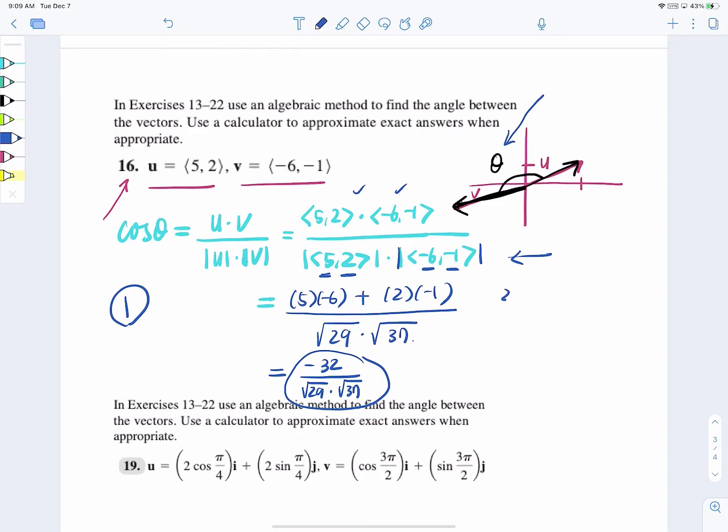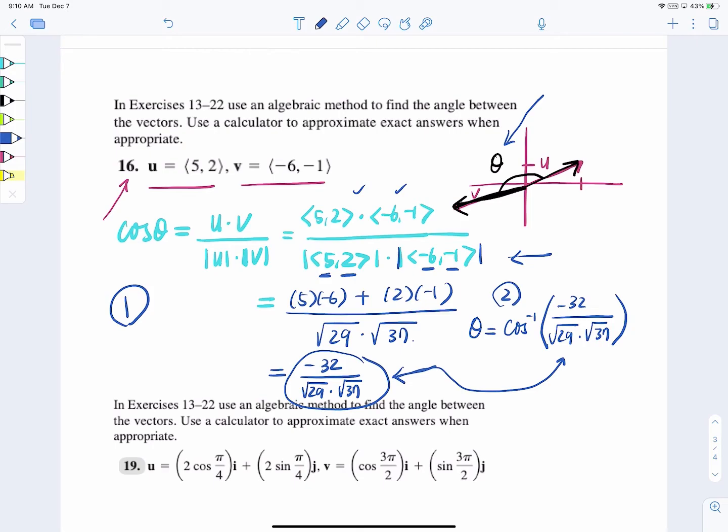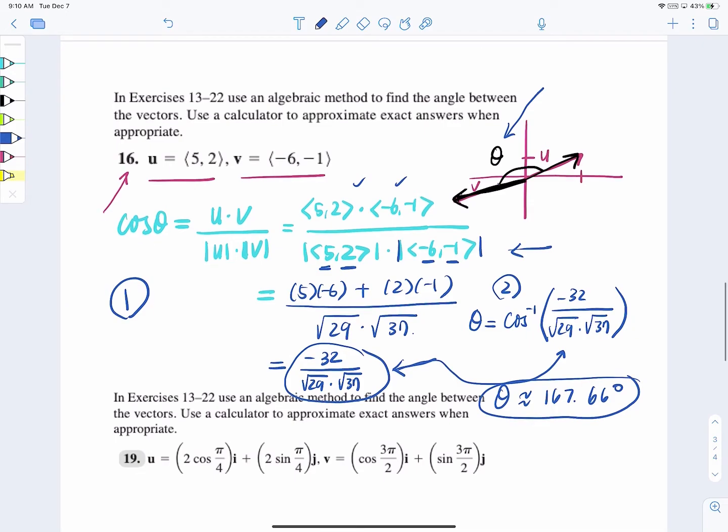So the second step. We're looking for the angle, so we have to do the arc cosine of the quotient. In your calculator, you can calculate this first and store it, or calculate this first and input that into the answer here. You should get something like 167.66 degrees. That makes sense for this angle here because it's definitely over 90.